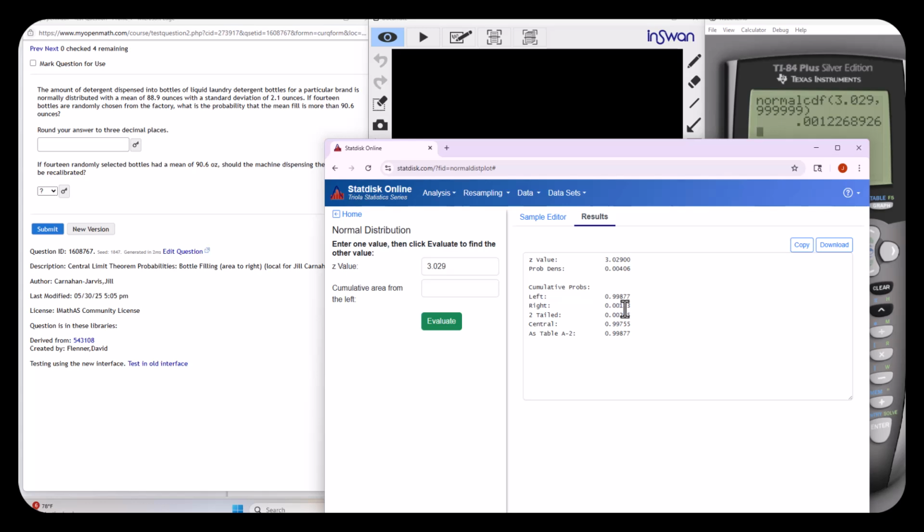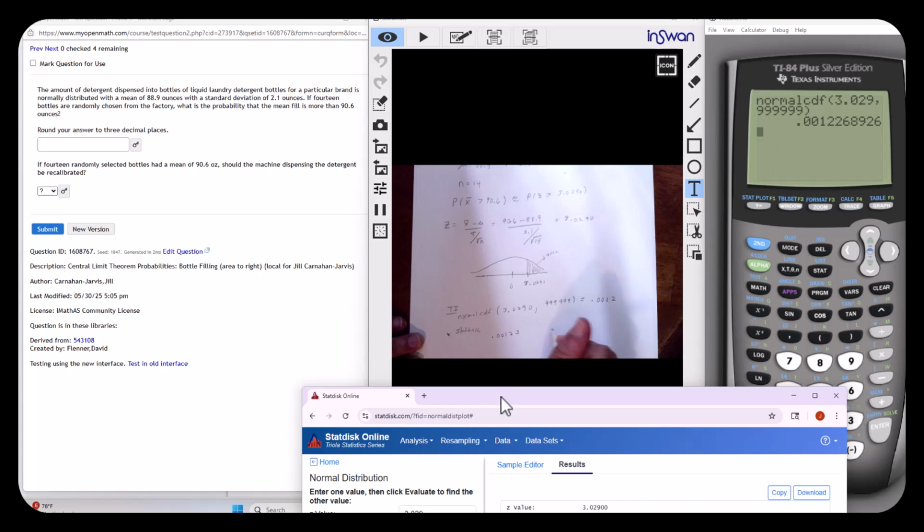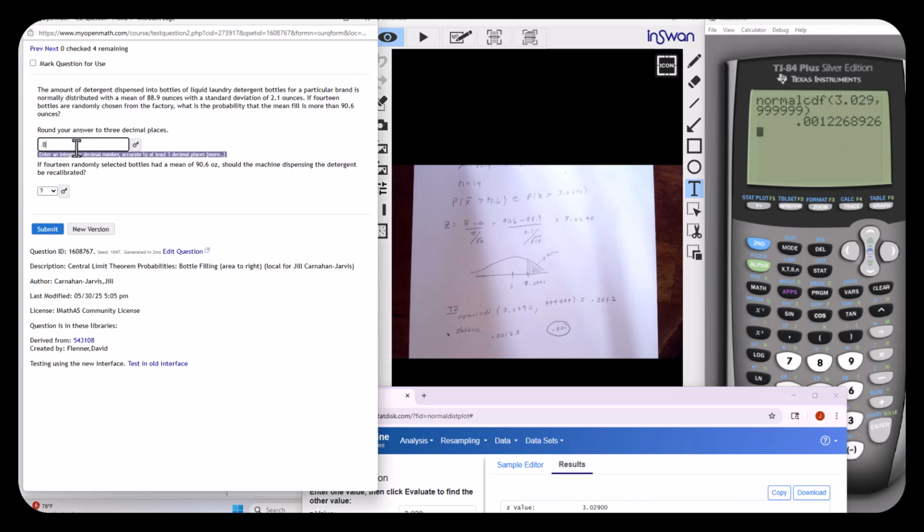What are we rounding? 3 decimal places? Okay, 0.001. So that's not likely to happen. If you're thinking about this as a percent, move your decimal 2 places to the right and add a percent sign, so you are at 0.1%. Not very likely to happen at all. But we're wanting this as a decimal.